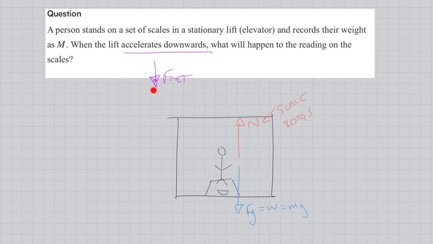So if our net force must be downwards, these two forces can't be in balance, and the normal force must be less than the force of gravity. So what will happen to the reading on the scale is that it would go down. If the scale value goes down, they would feel weightless, or they would feel less heavy. If this was accelerating upwards, then the normal force would have to be greater than the force of gravity, and the scale would read a greater value than their actual weight.